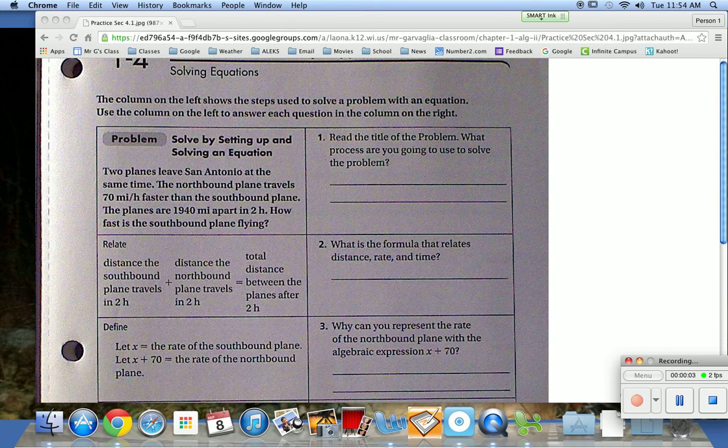Chapter 1, Section 4, learning target for today is solving equations. So when Mr. Bradley walks up to you and says, what was your learning target for today? Solving equations.